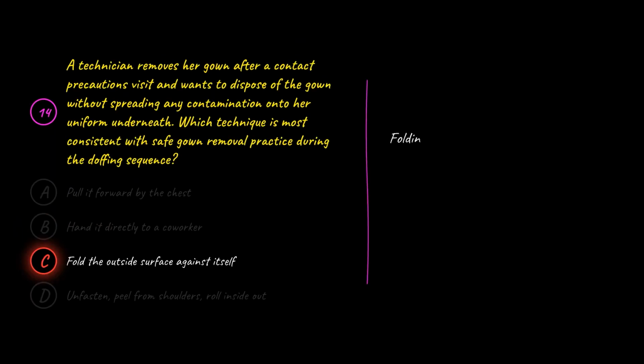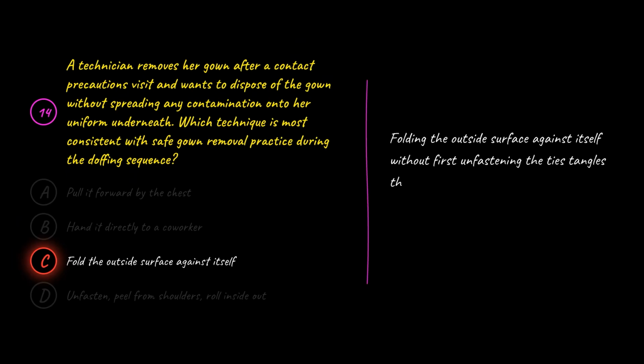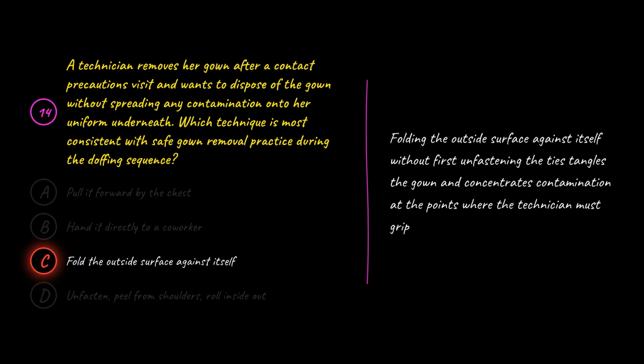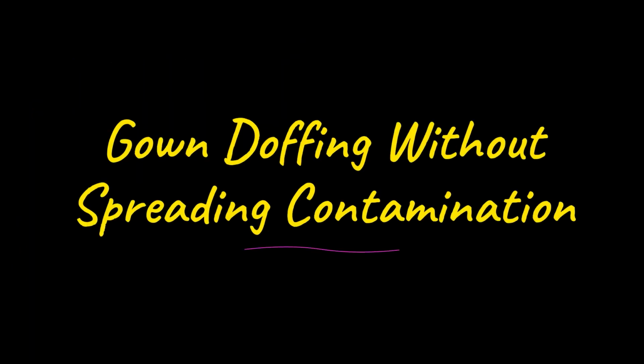C is wrong because folding the outside surface against itself without first unfastening the ties tangles the gown and concentrates contamination at the point where the technician must grip to finish removal. The unfasten step belongs first in the sequence. After a contact precautions visit, the outer surface of your isolation gown is contaminated. Removing it carelessly can transfer organisms to your skin, your scrubs, or the surrounding environment. The doffing technique exists specifically to prevent that transfer.